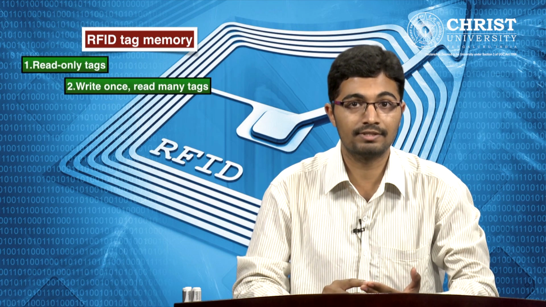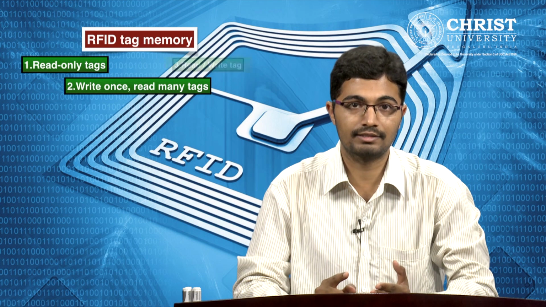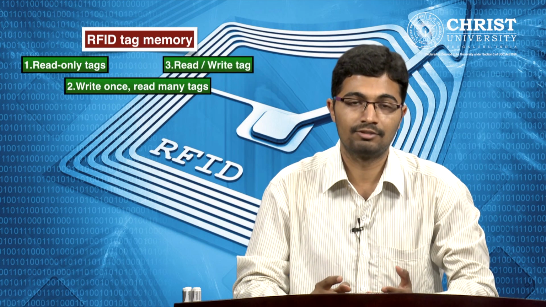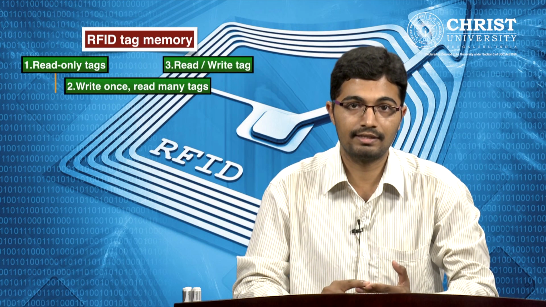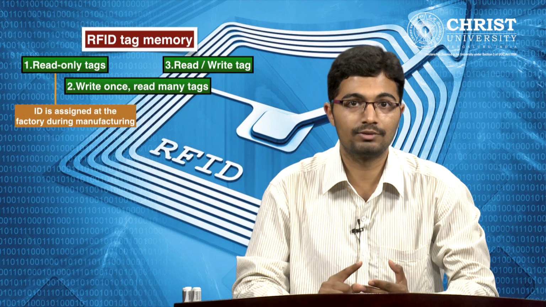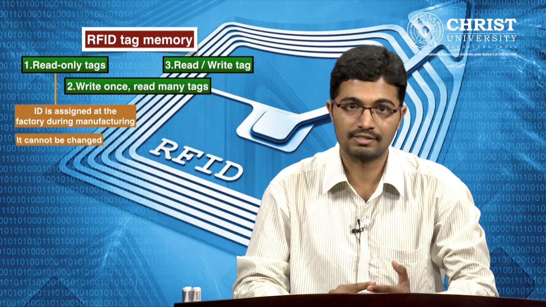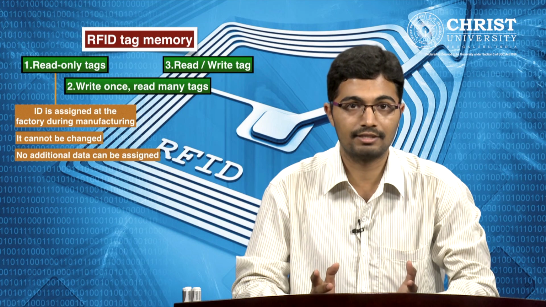Now let us have a look at RFID tag memory. There are 3 types. First is read only tags, second is write once, read many tags and the third type is read or write tags. For read only tags, the tag ID is assigned at the factory during manufacturing. It cannot be changed. No additional data can be assigned to this tag.